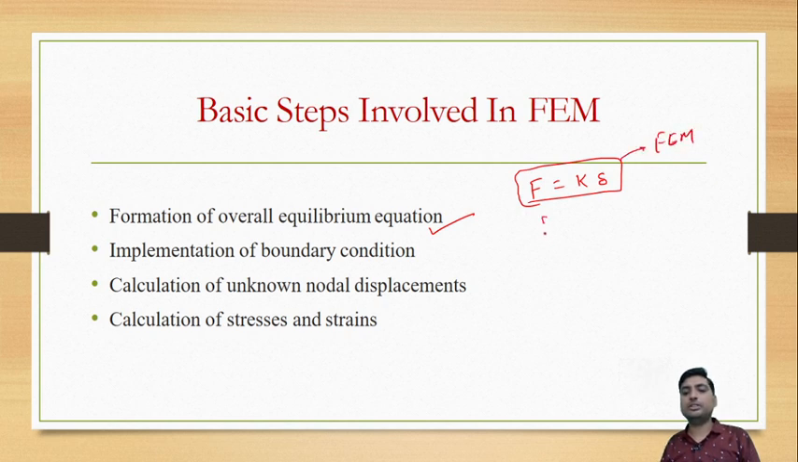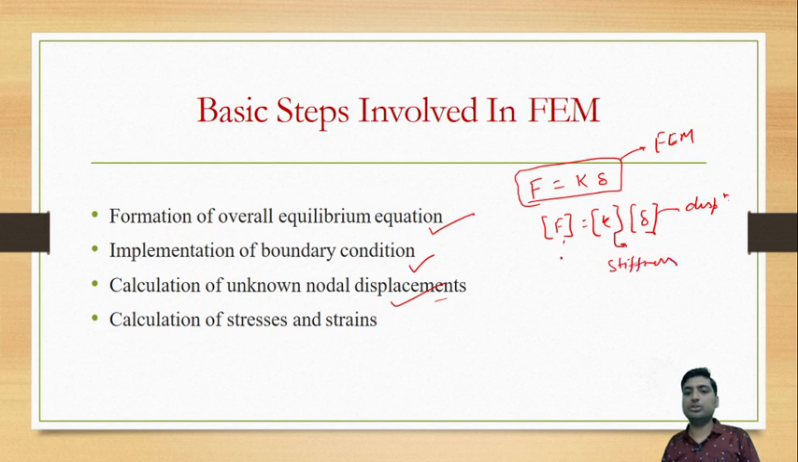This will be used in matrix form, F is equal to K into delta. Now here we will apply the boundary conditions. What will be the boundary condition, how we will see the boundary condition, we will see in the upcoming slides. Then calculation of unknown nodal displacement. This is the displacement matrix, this is your stiffness matrix and this is your load vector. Means this is total load, this is total stiffness and this is displacement.